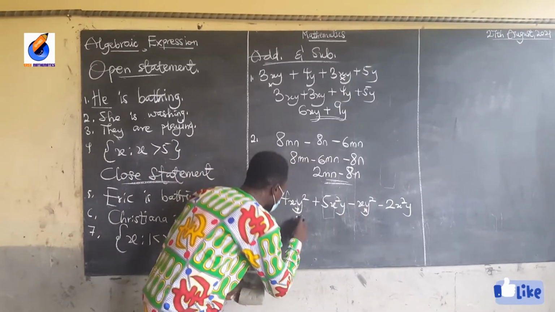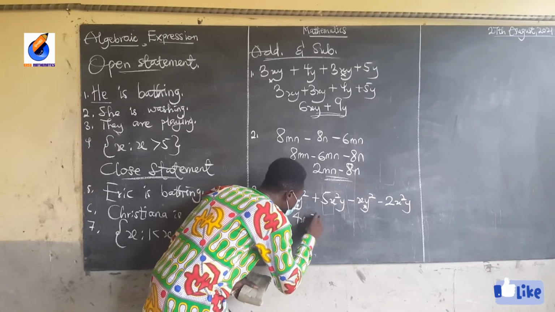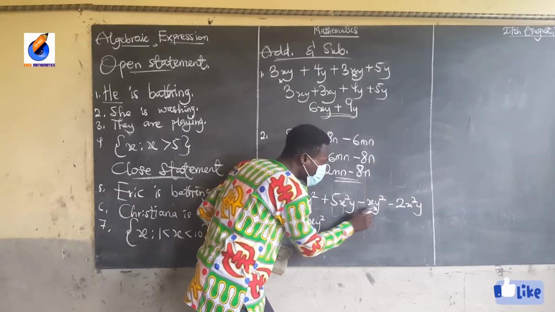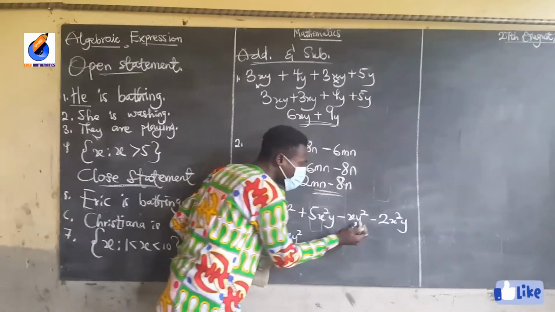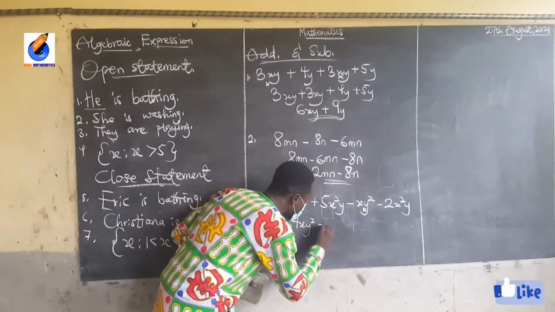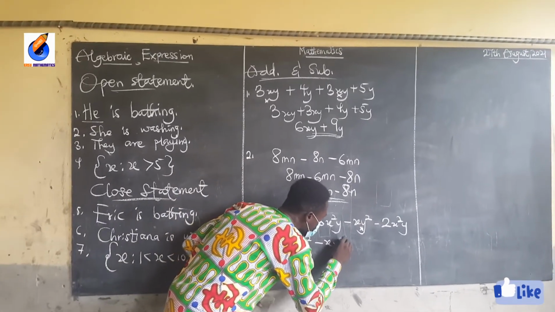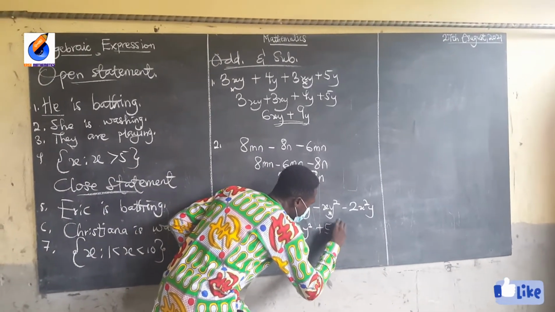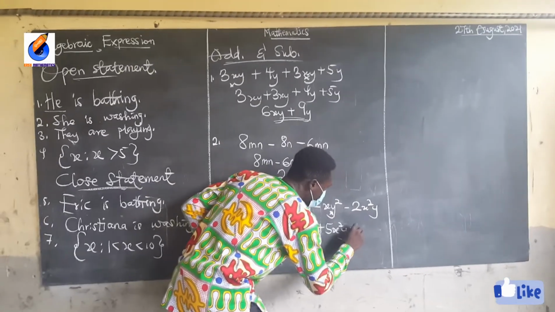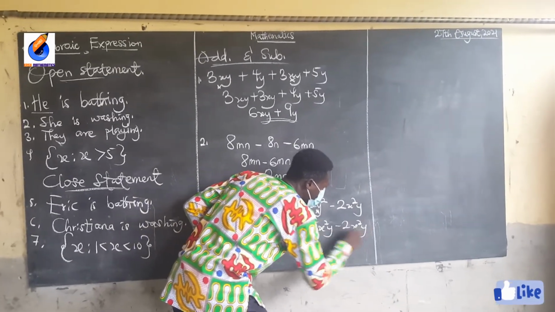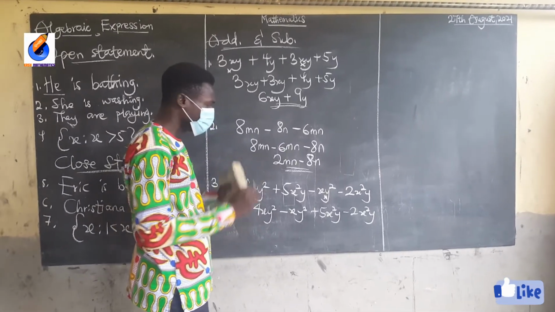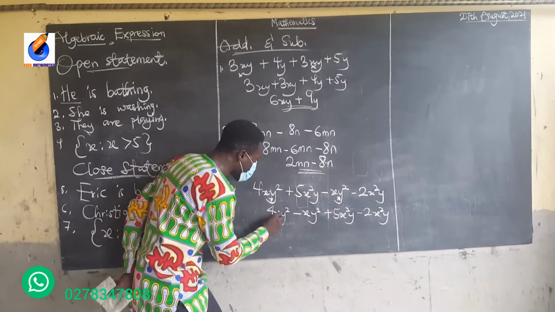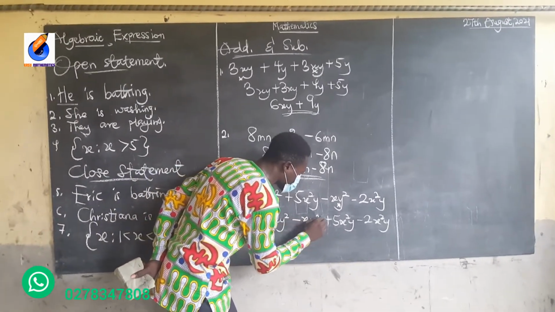So grouping them, I have 4xy squared. So I'll bring the xy squared here. The sign in front of this is negative, so wherever it goes, it should follow. So this will give me negative xy squared. Then I have plus 5x squared y, then minus 2x squared y. Now with this, you take your time and deal with the numbers. So now I have 4xy squared minus xy squared.